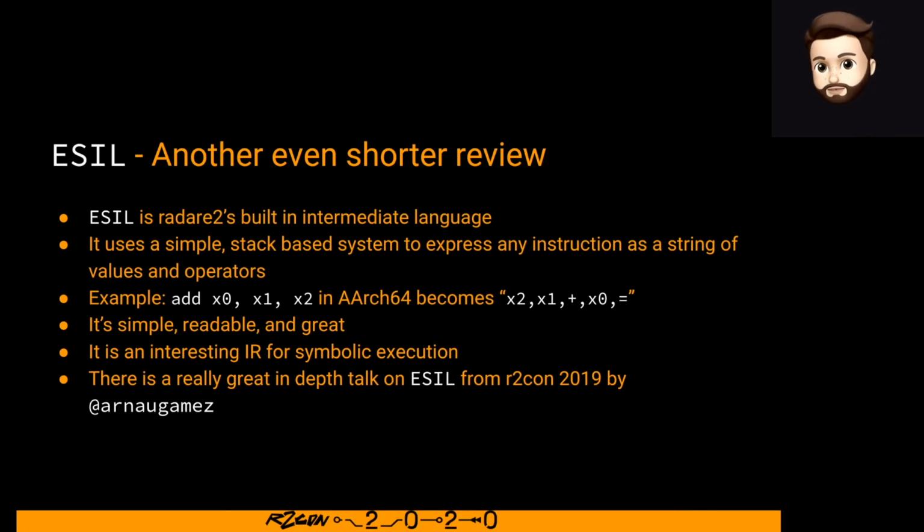x1 plus x2. So it's actually very simple, very readable, and it's really great for understanding what an instruction is doing if you don't know that instruction. But it actually turns out that it's also an interesting and pretty good IR for symbolic execution. So this has been a very short talk on ESIL. If you want to know a little bit more about how it actually works, there's a great talk from last year's r2con, and I recommend you check that out. It's very good and goes into a good amount of depth about what's actually happening when you're executing an ESIL instruction.